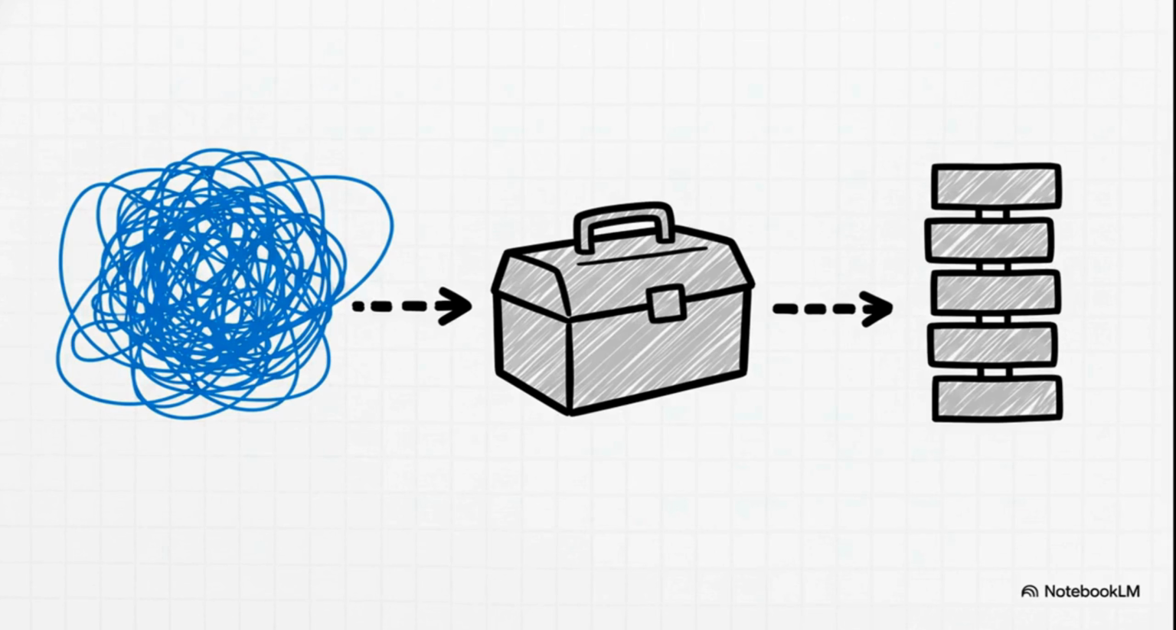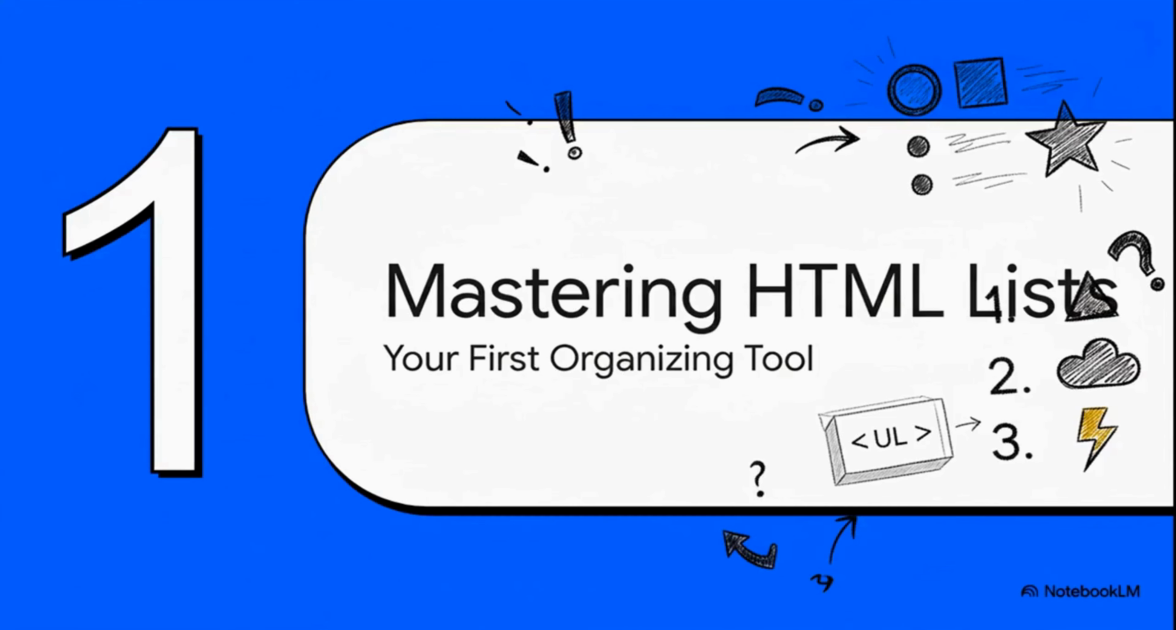And our tool for the job? Good old HTML. With just a few simple tags, we can take this mess and whip it into a logical, readable format that makes total sense. Okay, let's kick things off with our first and maybe most common organizing tool. Anytime you have a group of related items, your new best friend is going to be an HTML list.